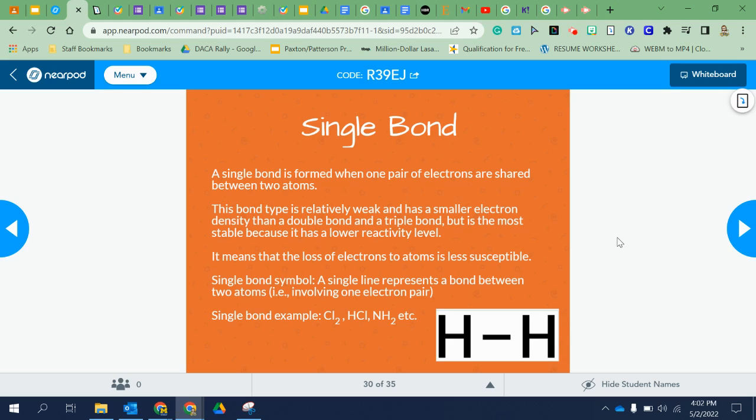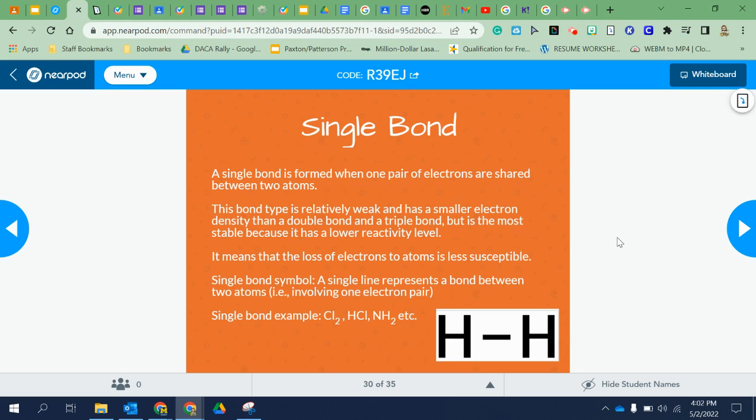So a single bond again is when you see the one line like that, it's just symbolizing that there is one pair of electrons. So two electrons, right, make one pair. So that line right there is just showing you that these hydrogens are sharing a pair of electrons. This bond is relatively weak and it has smaller electron density than a double bond and a triple bond, but it's the most stable because it has the lowest reactivity level. So it is the weakest, but it is the most stable.